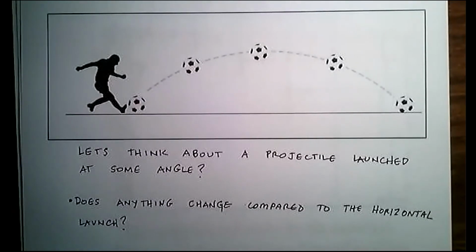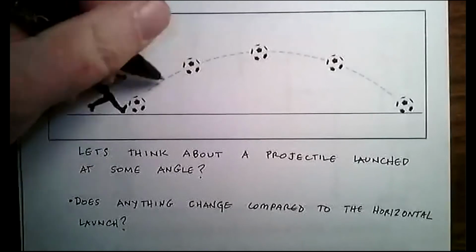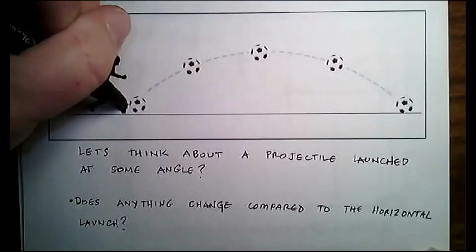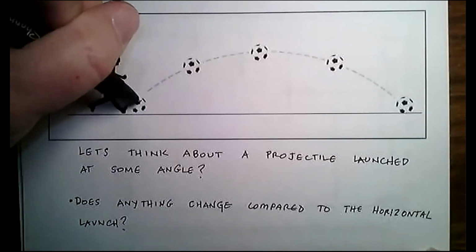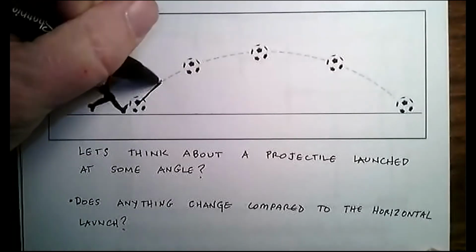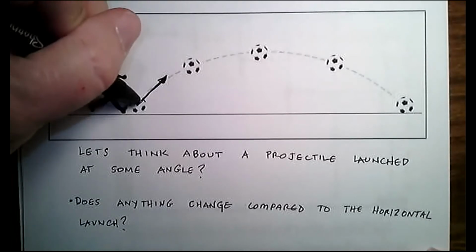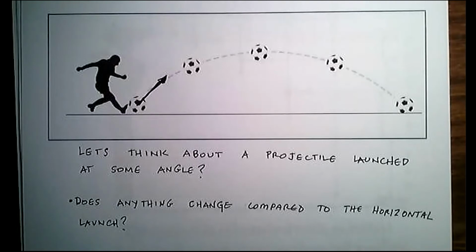Instead of thinking about a ball that is dropped horizontally, now I'm going to think about a soccer player where the player is going to come up and kick this ball at some angle. And so we can see that the initial angle that this ball takes off at is in that direction.